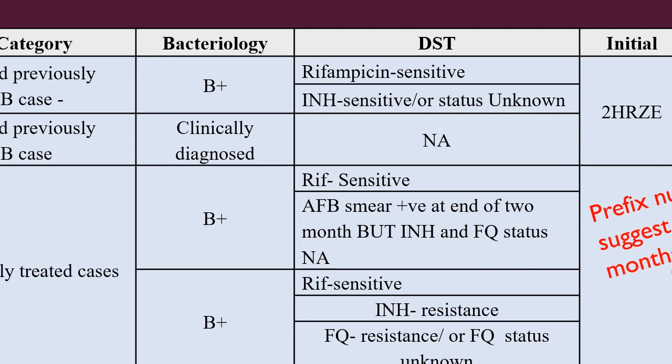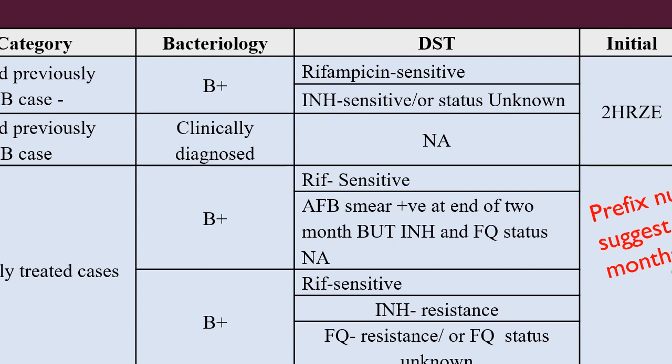Now, if the patient is bacteriologically negative and we don't know the drug sensitivity status, then again the same regimen is recommended for new and previously treated cases. Now, if we have a previously treated case who is bacteriologically positive, rifampicin sensitive, and whose INH status and fluoroquinolone status are not known, but whose AFB smear status for the last 2 months is positive, then he is given a 6 month 4 drug combination.